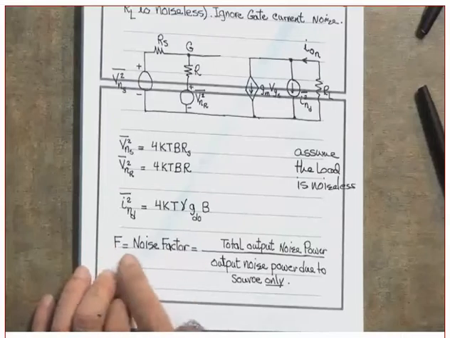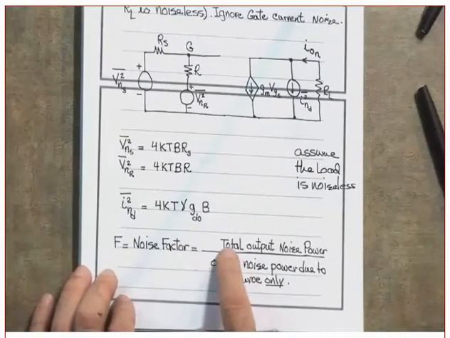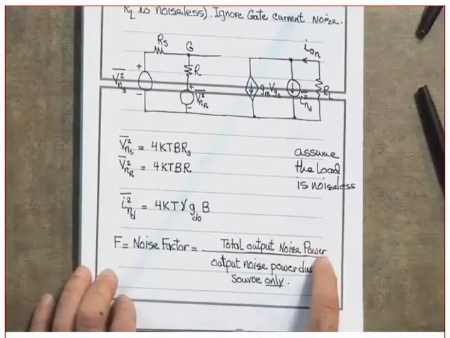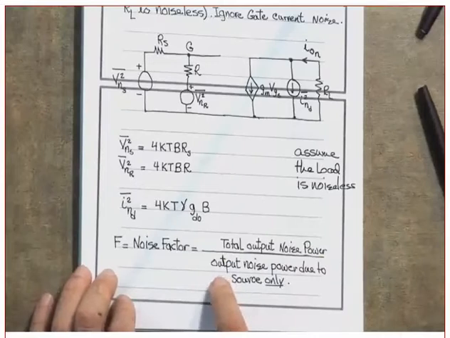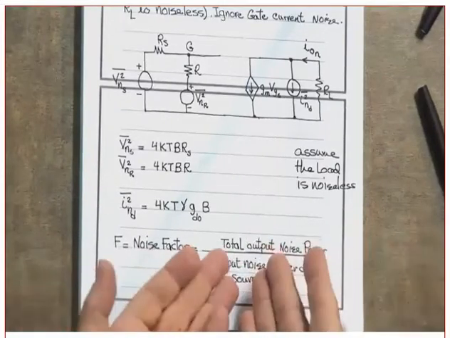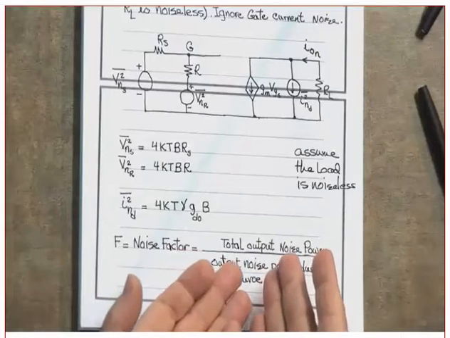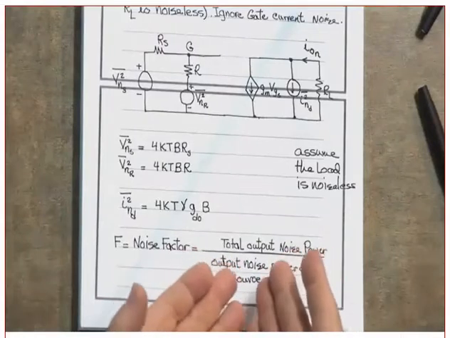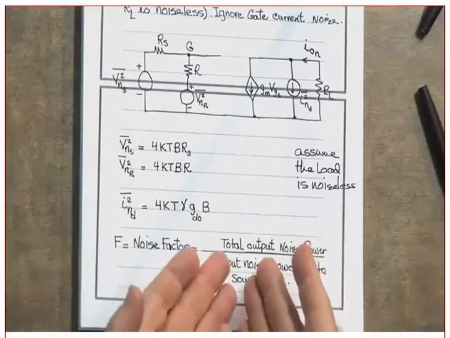Clear? Now, how did we define the noise factor? We defined the noise factor as the total output noise power divided by the output noise power due to the source only. Clear? Question. How come the signal does not get in here? How come the signal power does not get into this definition?